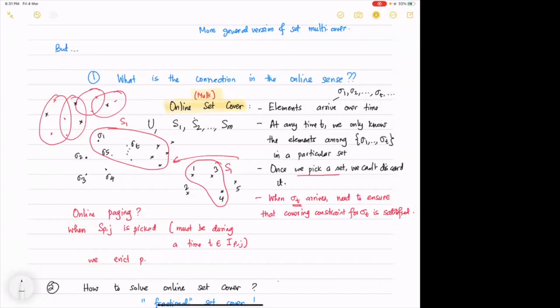You're absolutely right. Even if I told you the identity of the entire set of elements, you would not know exactly what to do. It doesn't help you. Knowing the identity of all the elements doesn't help you till the element has arrived. Yeah, at least here.